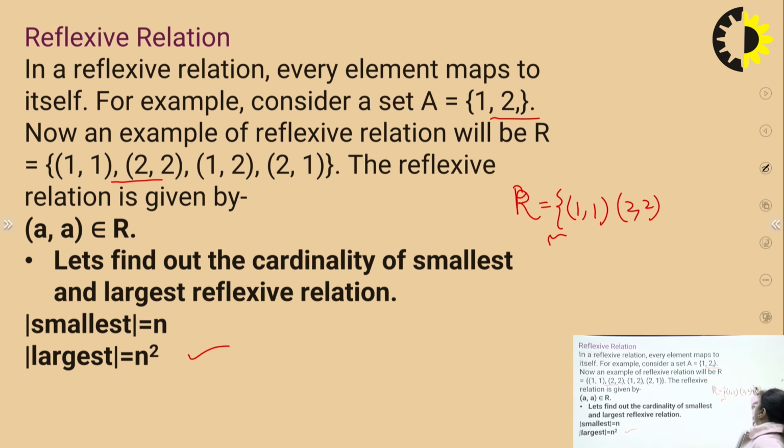Now, for a set which contains n elements, the smallest reflexive relation will contain what all elements? 1, 1, 2, 2, 3, 3 up to n, n. So, total n elements. So, the cardinality of the smallest reflexive relation will be n, and it means that it is going to contain only the diagonal elements, that is the x, x pairs.